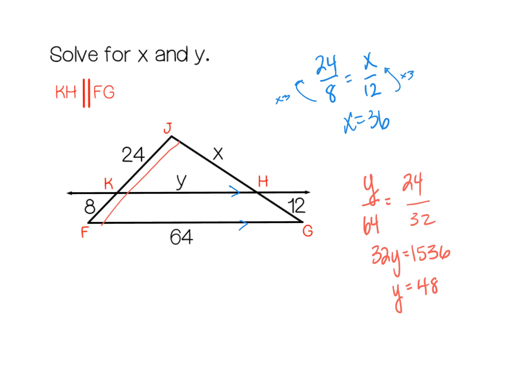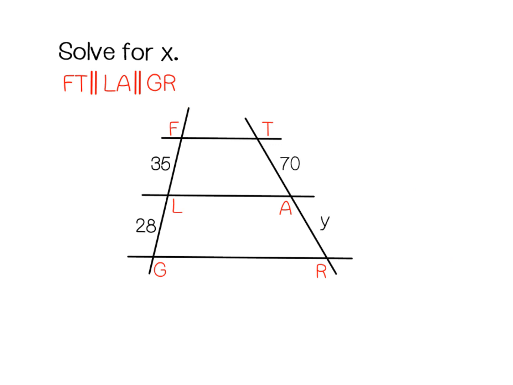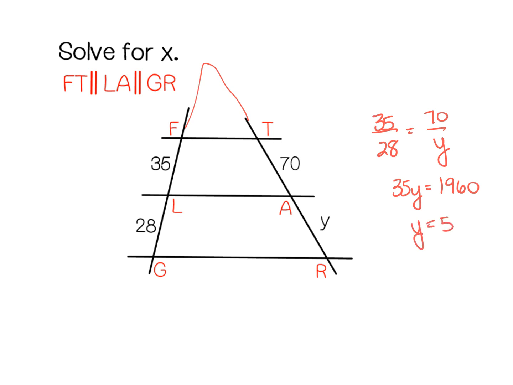All right, the last thing, and this is what most of your homework is going to look like, is you really don't even have to have the triangles. If you have three or more parallel lines, it then divides into proportional parts as well. So this is going to set up just like if this was a full triangle. We just have to use the parts between the parallel lines. So 35 over 28 is equivalent to 70 over y. Just cross multiply. So we have 35y equals 1,960. Divide by 35, we get y equals 56.